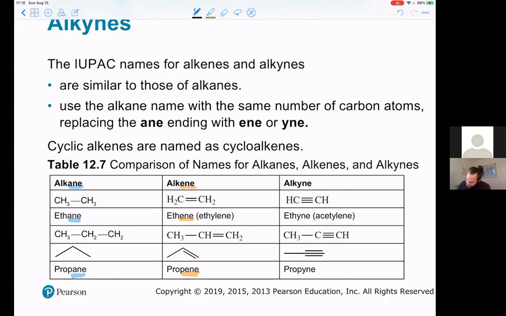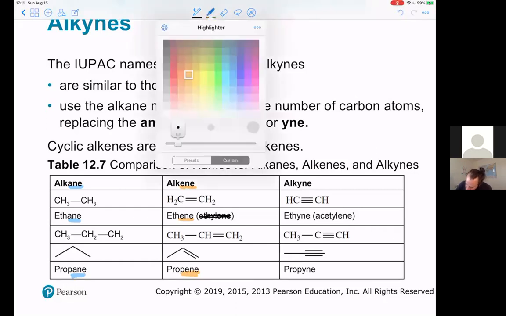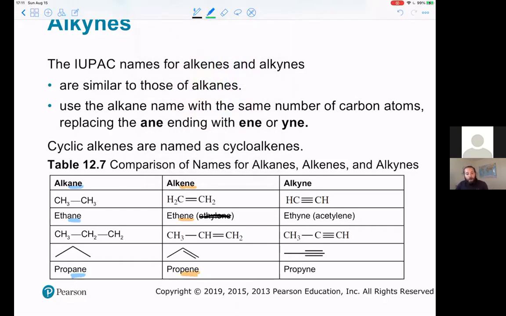This ethylene here, this is again kind of a common name. Let's ignore that. All right, and then if we have our alkynes, we use the -yne ending. So here's our alkyne. If it's 2 carbons, it's ethyne. And if it's 3 carbons, it's propyne. And again, we're just gonna ignore that common name, acetylene.